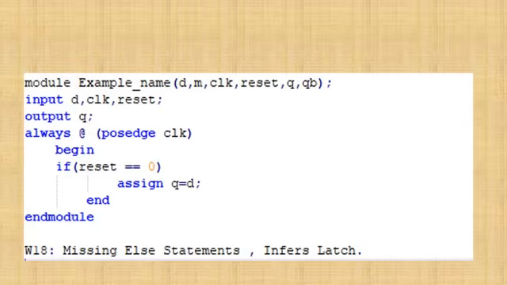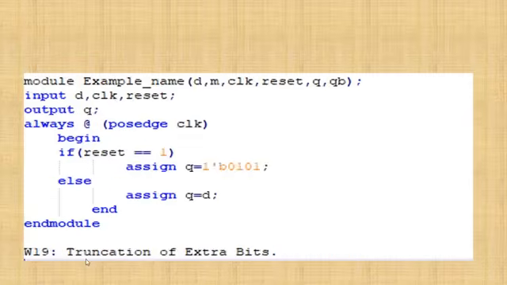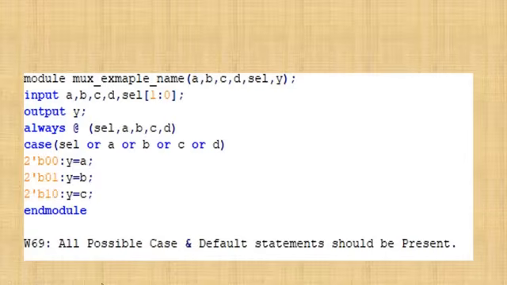Now this is the code where, because of the missing else statement, if you see there is no else statement, that's why it reports W18. In this code, the queue is declared as 1 bit, but you are defining it as 4 bit. So it only uses the first bit and truncates the next 3 bits. That's why it is W19, which is truncation of extra bits. Now, if not all cases are covered in the case statement, for example here the default statement is missing, then it reports W69.